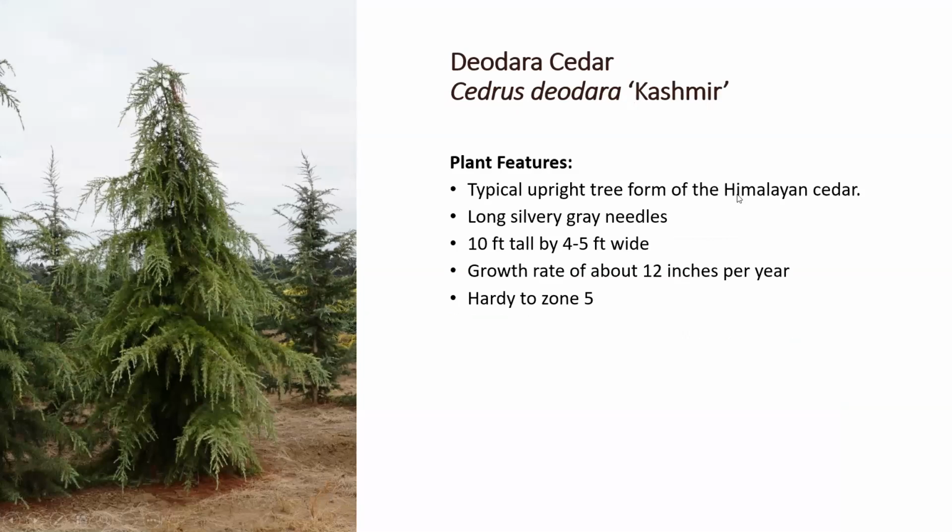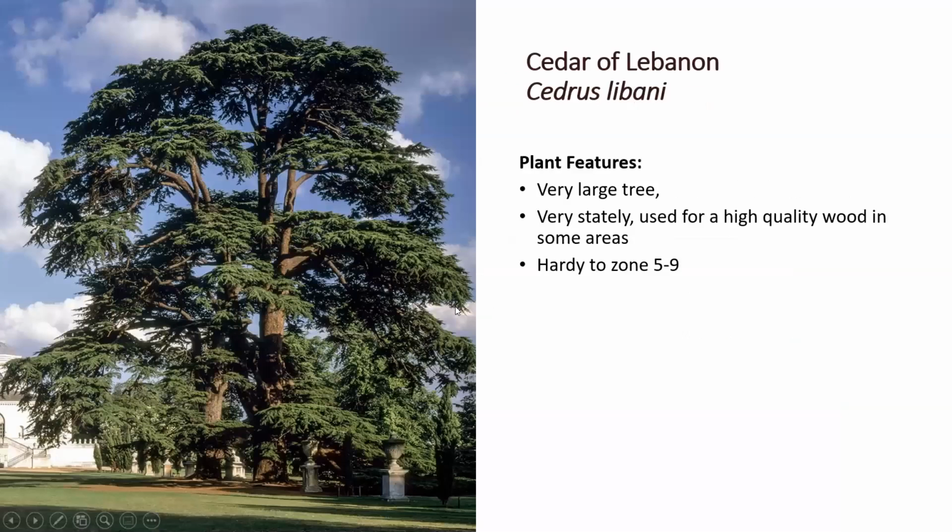The Deodara cedar, typical upright, has those long silvery gray needles. And again, I think with these cedars, the structure is just so interesting and a great addition to your garden. And here we have the very stately cedar of Lebanon, just this wonderful, beautiful tree. The quality of wood has been used for centuries for building, and it's just a magnificent specimen of a cedar.